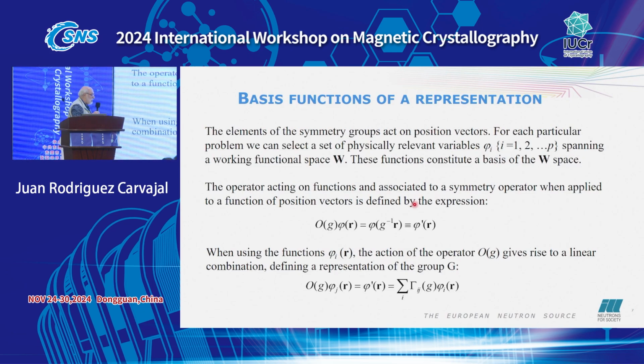When we have this set of functions defining a working functional space, the operator acting on one of the basis vectors gives rise to a linear combination of the same basis vectors, basis functions. Then that defines a representation. The linear combination elements for the element G, this is just a linear combination. That is in fact a matrix. Then this matrix defines a representation.